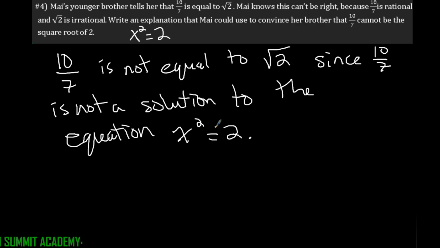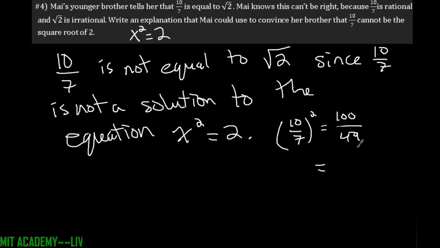So since it's not a solution to it, meaning if I look at it like this, I can do 10 over 7 squared is the same as 100 over 49, which is equal to 2.0408 with values after it, which if I notice, hey, that's not exactly 2. So when I square this number, I have to have it equal exactly 2, which it does not. So that's why it is not equal to it.